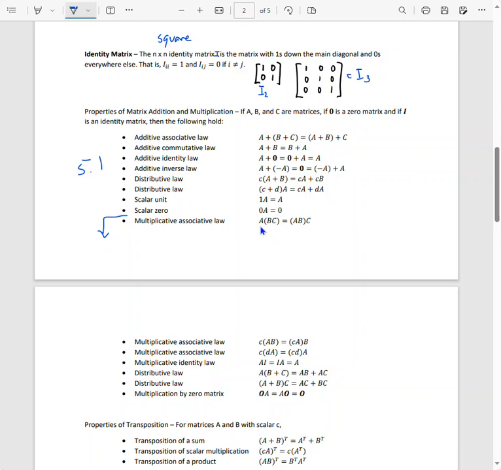If we're going to multiply 3 matrices in this order, A times B times C, I can either multiply AB and then take that result and multiply it by C, or I can multiply BC and take A and multiply by that result. In this order, always in order.